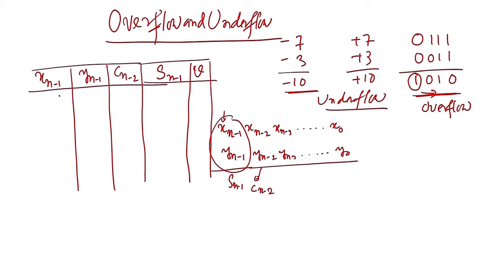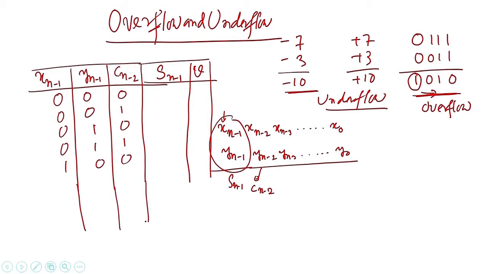Then we will get the 3-bit combinations: 0 0 0, 0 0 1, 0 1 0, 0 1 1, 1 0 0, 1 0 1, 1 1 0, 1 1 1.